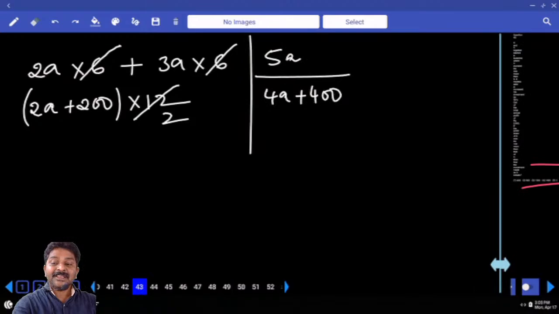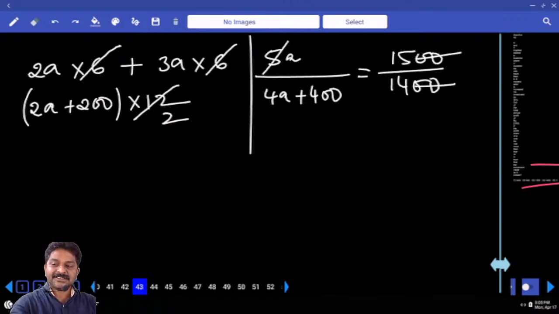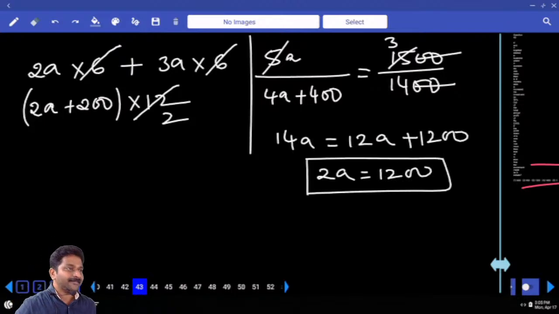That means X profit by Y profit is equal to, after distributing equally, Y gets 1,400. I'll add 100 rupees to X. That becomes 1,500. 2 zeros get cancelled. 5, 3 times. So now 14A is equal to 12A plus 1200. 2A is equal to 1200. And that's our final answer.